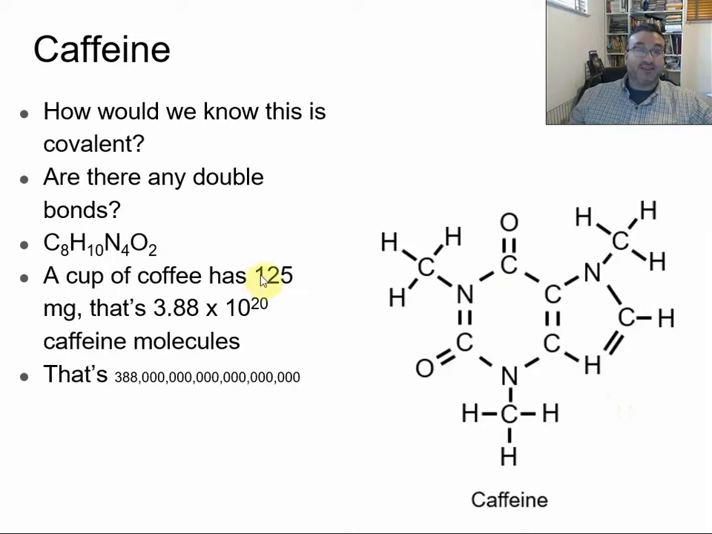A cup of coffee has about 125 milligrams of caffeine in it. That's 3.88 times 10 to the 20th power of molecules, individual molecules of caffeine. That's 388 followed by all these zeros. We use scientific notation to abbreviate that.